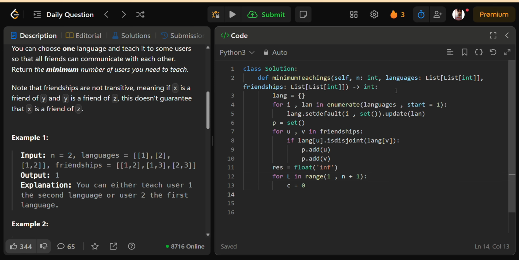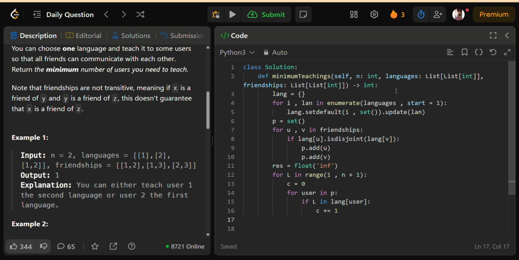The main insight here is that you don't need to worry about all users, only the ones involved in problematic friendships. This drastically reduces the number of people you need to check. Another big insight is that instead of teaching different languages to different people, you just need to pick one common language and stick to it, because the problem allows teaching only one language. This is also a great reminder that sometimes brute force-looking solutions can be simplified by narrowing down the focus. By cutting the problem down to problematic users only, you make the problem much more manageable.